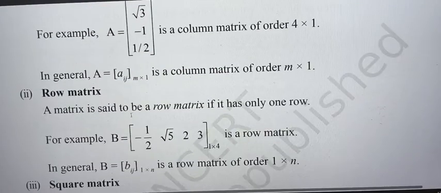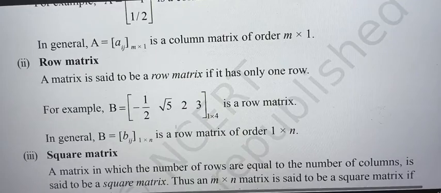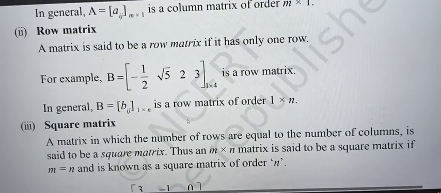Similarly, there is a row matrix where only one row should be there. So 1 into n. Columns can be anything. Here 1, 2, 3, 4 columns are there. Columns can be n number of columns, but the row will always be 1. Here they are representing it by bij. Any letter you can use to represent it. This is a row matrix.